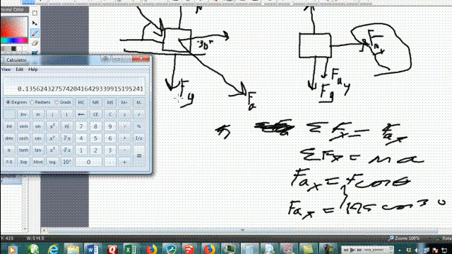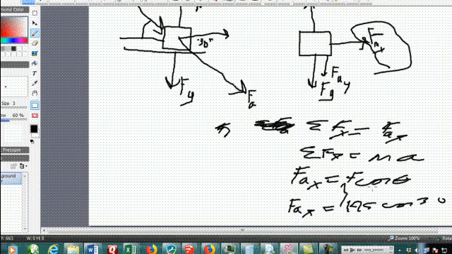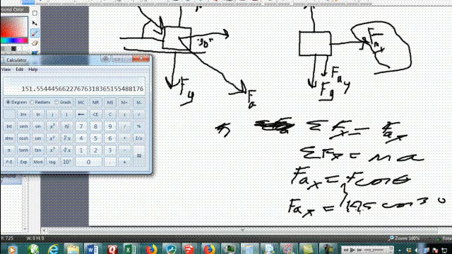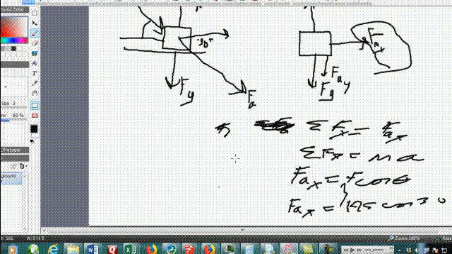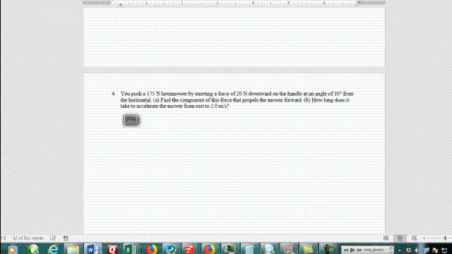Put that in the handy dandy calculator in degree mode: 30 cosine times 175, and that should give me 151.55 newtons. It's messy, but it gets the point. Now the pen's acting silly, so let's do a quick check over here.